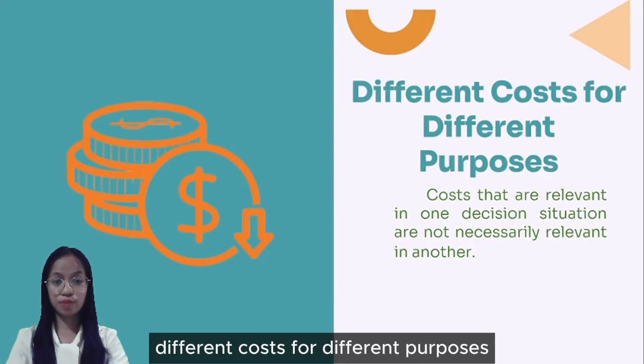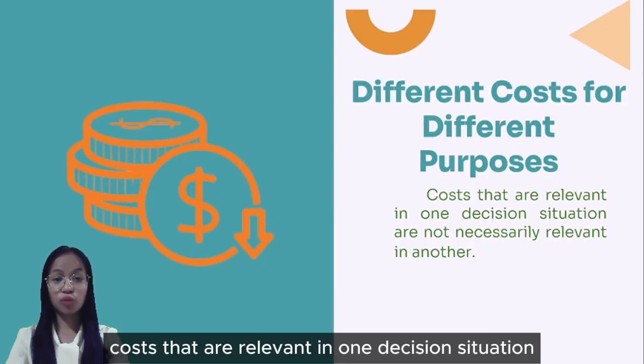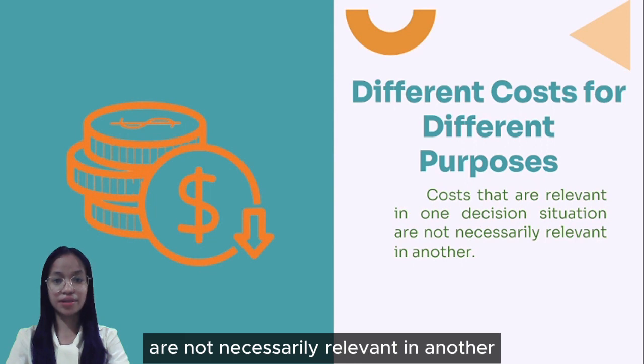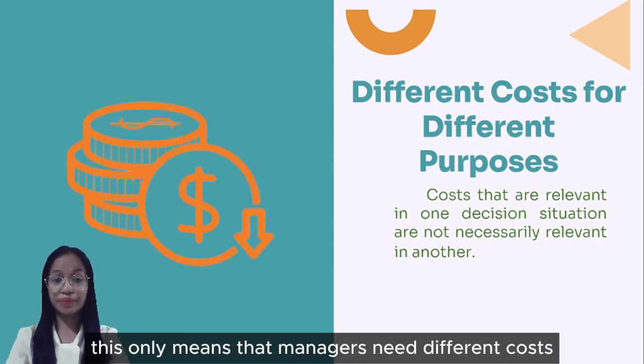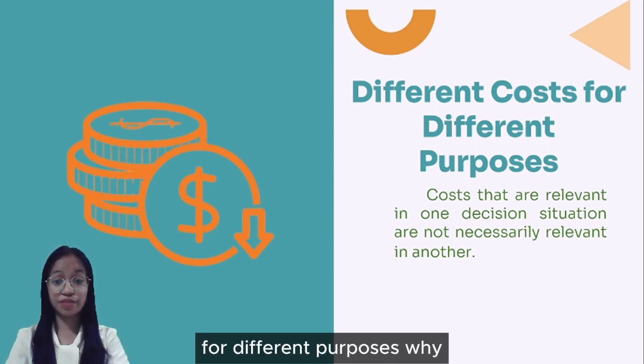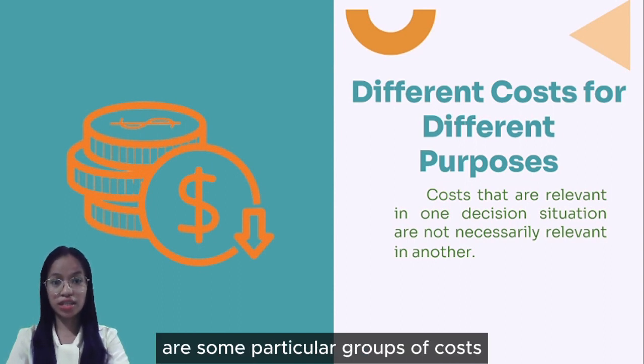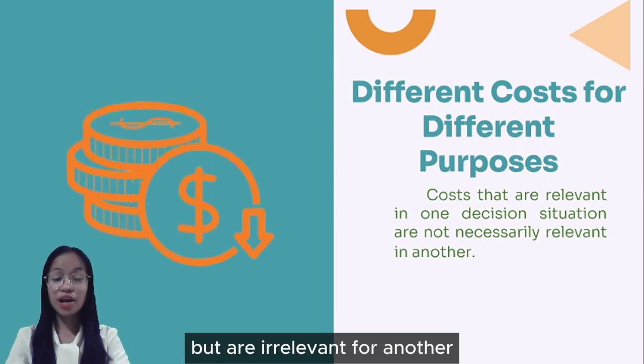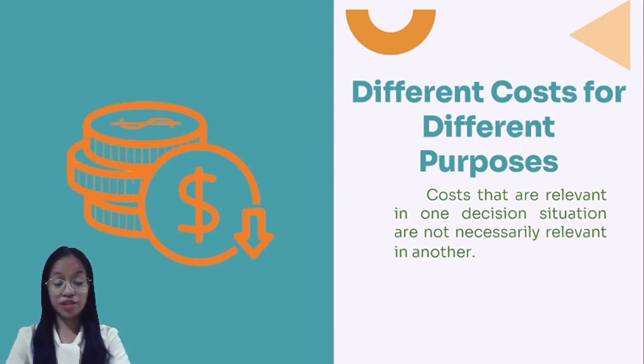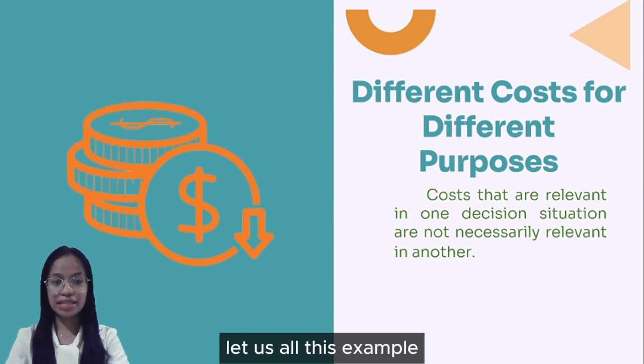Different costs for different purposes. Costs that are relevant in one decision situation are not necessarily relevant in another. This only means that managers need different costs for different purposes. Why? Simply because there are some particular groups of costs that may be relevant to one purpose but are irrelevant for another. To further understand this concept, let us solve this example.